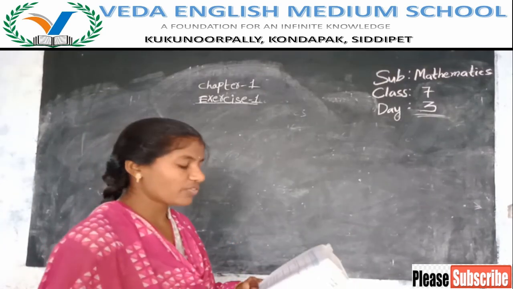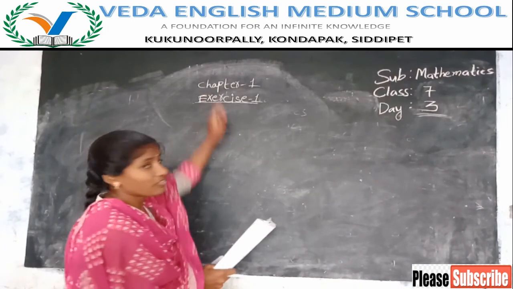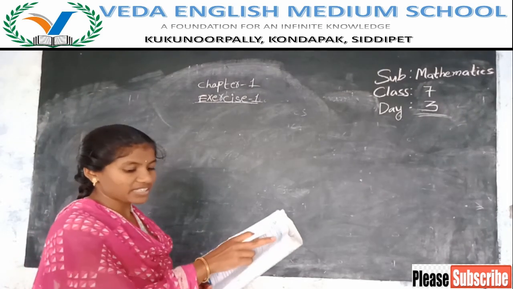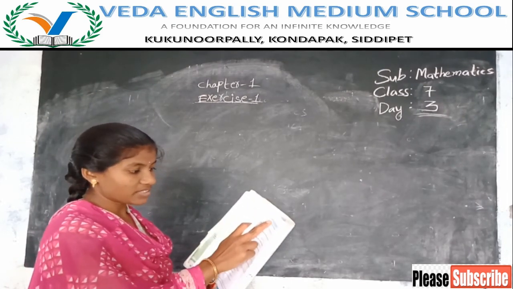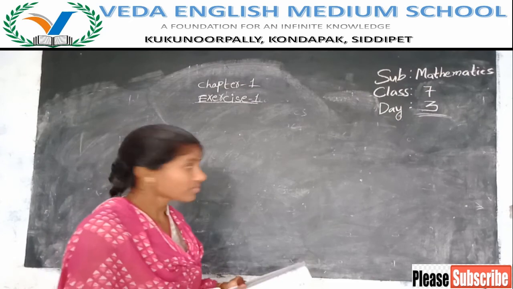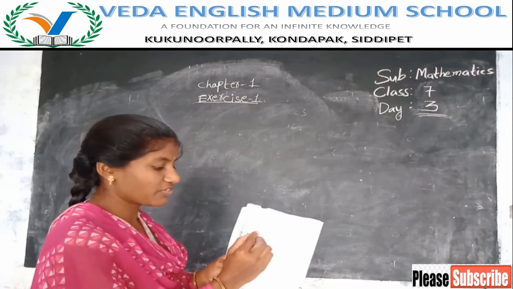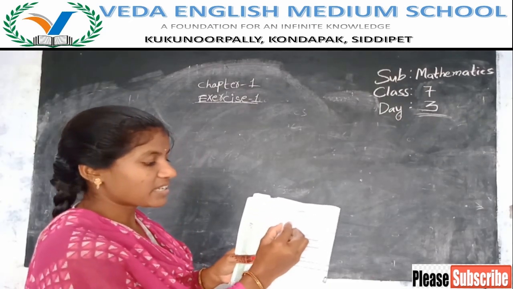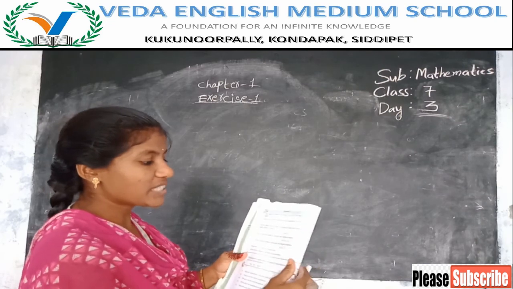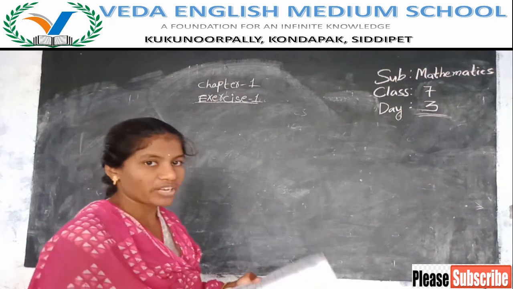Today we will go for exercise 1. Our first chapter is integers and the first exercise is exercise 1, first question. Some integers are marked on the number line. Which is the biggest and which is the smallest?